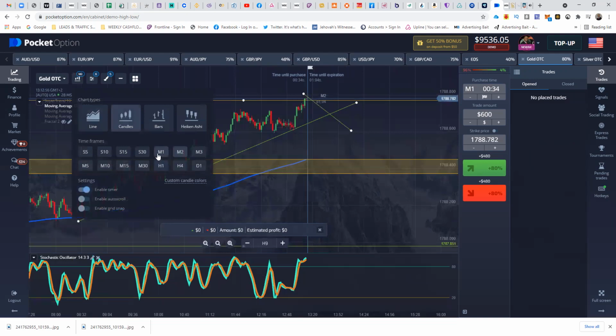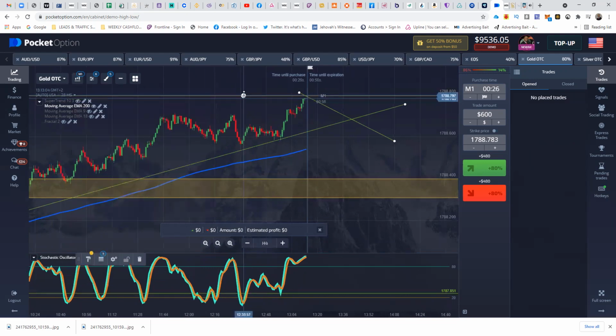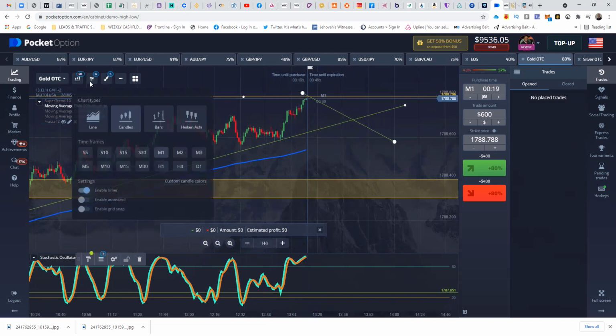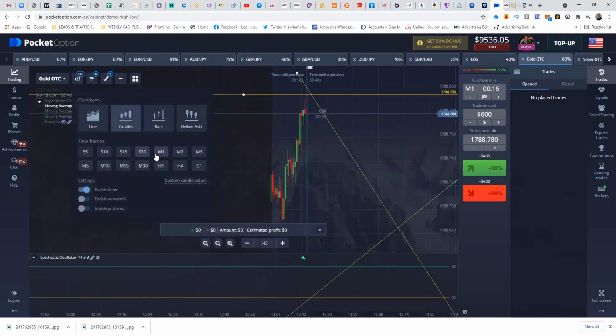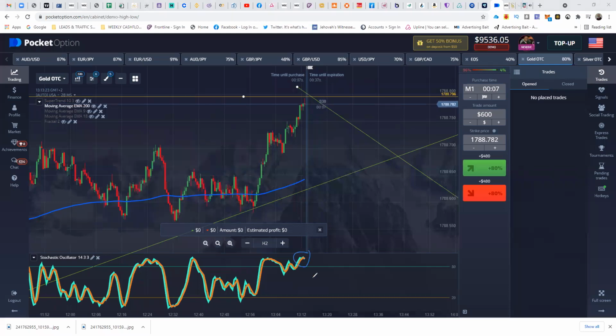So then I'm going to go to the 1 minute. It looks like price is heading in that direction of shifting, but not exactly yet. So then I'm going to go ahead and switch to the 30-second time frame. And you can see here, the oscillator looks like it's about to shift down.